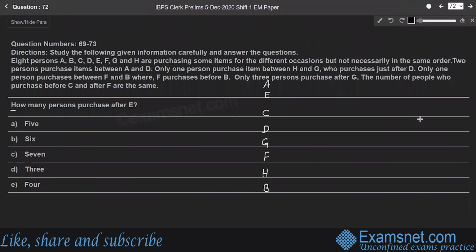Question 72. How many persons purchase after E? So person E is here in the second position. So there are 6 persons after E. So 6 persons purchase after E. Hence option B is the right answer.